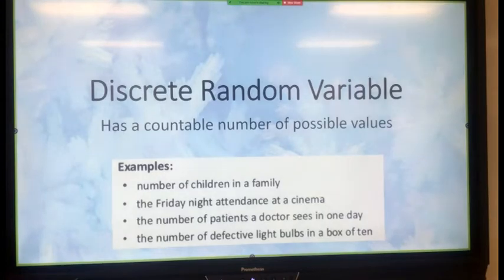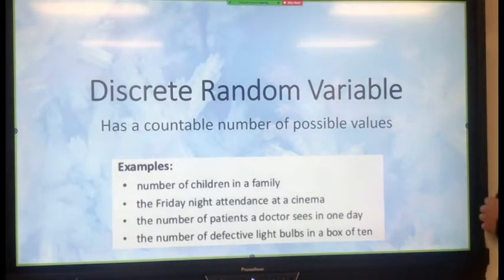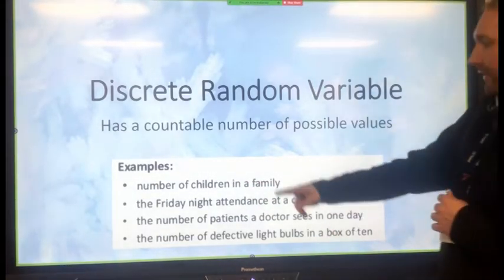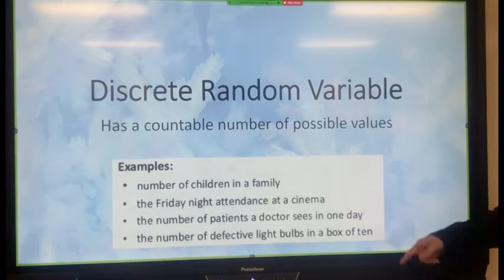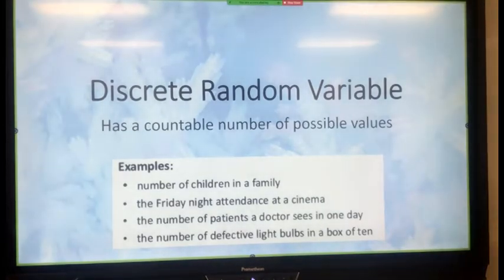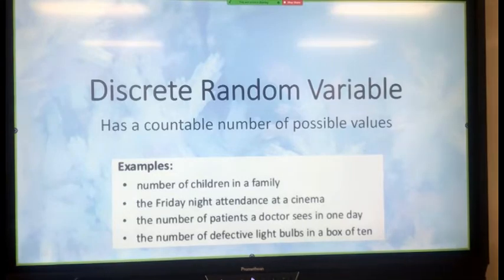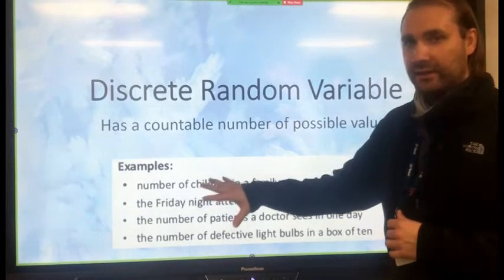A discrete random variable has a countable number of possible values. So like, number of children in a family, you can count that number, right? The Friday night attendance at a cinema, you can usually count the number of people that attend. The number of patients a doctor sees in a day. The number of defective light bulbs in a box of 10. Something you can actually count. Think of it as something feasibly countable.